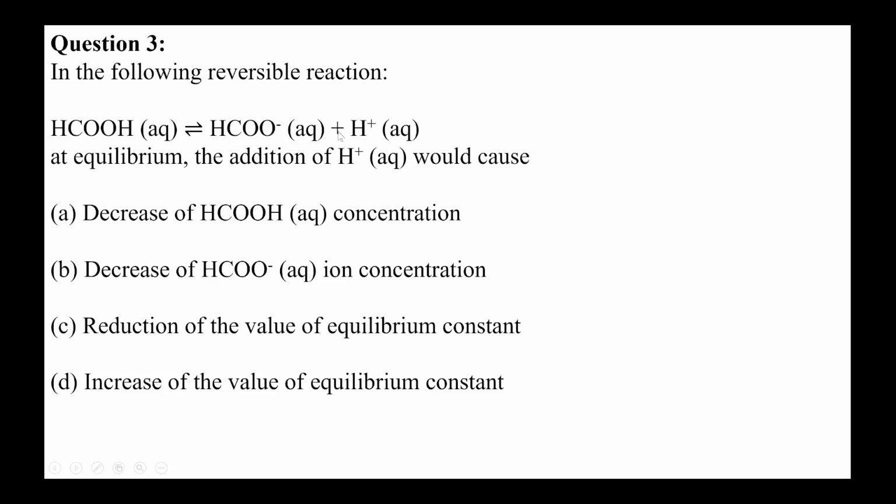Now, at that stage, if I suddenly add more H plus ions, what will happen? On the right hand side of your reaction, the concentration of one of the components increases, so that will automatically shift the reaction towards the left hand side. So imagine it in the way of a weighing scale. You all have seen the weighing scale that goes up and down.